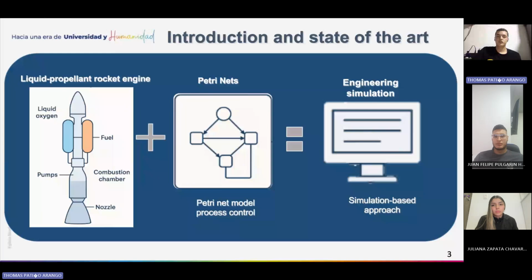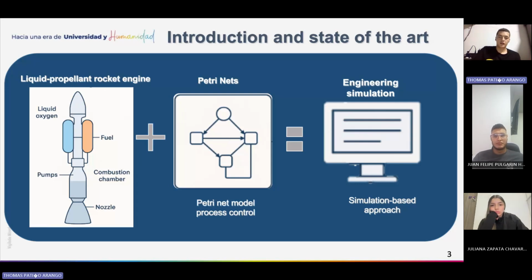Okay, for the Petri nets, a Petri net is a graphical tool that shows how a system works and the events, timing, and connections between parts. In this project, it was used to simulate the fuel input process, which cleans the pipes before and after rocket tests.